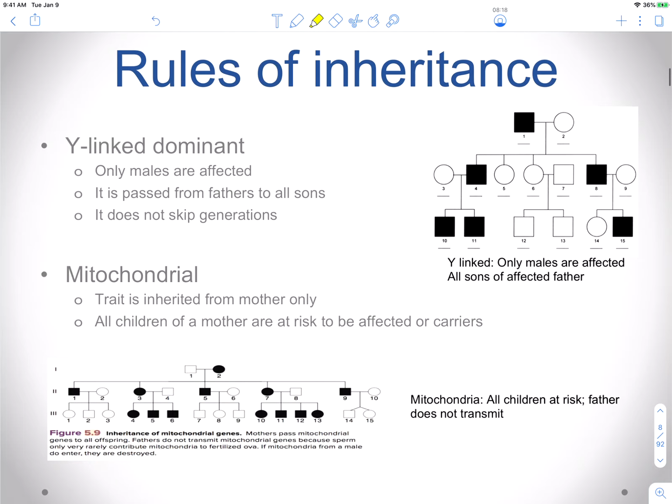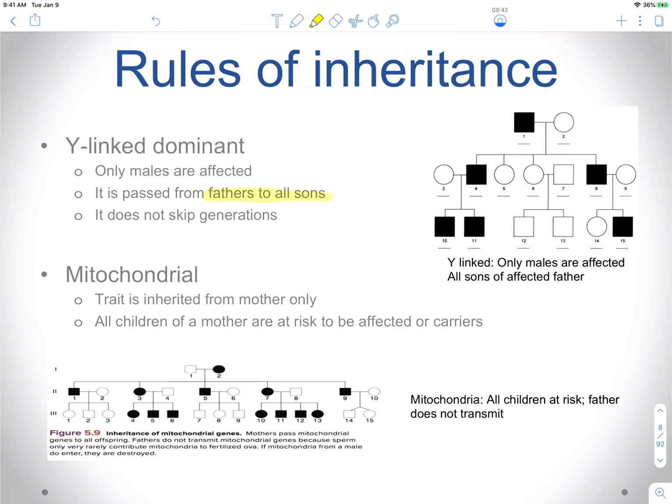Okay, so rules of inheritance with Y-linked and mitochondria. Y-linked is pretty straightforward. Only males that have a Y chromosome are going to be affected, of course, so there are no females that are going to be presenting with the phenotype. It's going to be passed from father to sons, all sons, and it's because there's only one Y. It does not skip generations either.